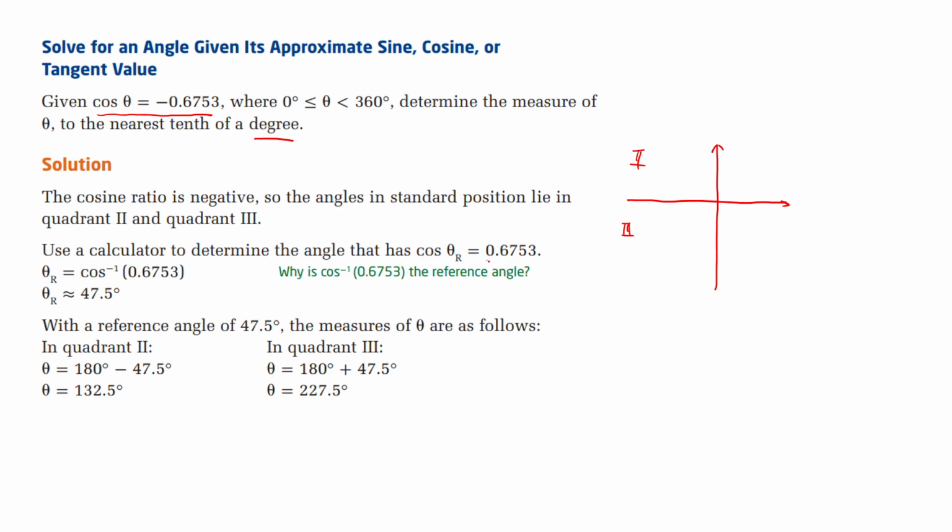This is very important. Here we should use the positive value because we are calculating the reference angle, so we input the positive value in the calculator. By using the calculator, we find the reference angle is equal to 47.5. So again, there are two solutions: one is 180 minus theta, and the other, in quadrant 3, is 180 plus theta.